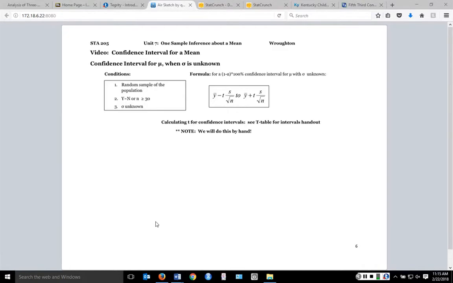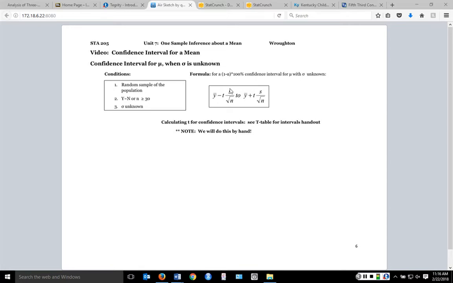Alright, so in this video we're going to continue our conversation, looking at using the t-distribution, but now looking at how that's going to affect a confidence interval for a mean. We're going to first talk about the idea of the formula before we go back and look at the conditions. This is what our formula is going to look like for a confidence interval for the mean when our population standard deviation is unknown.